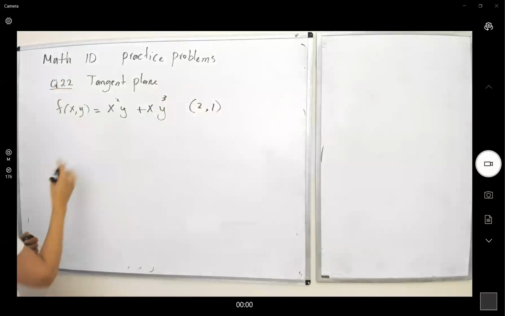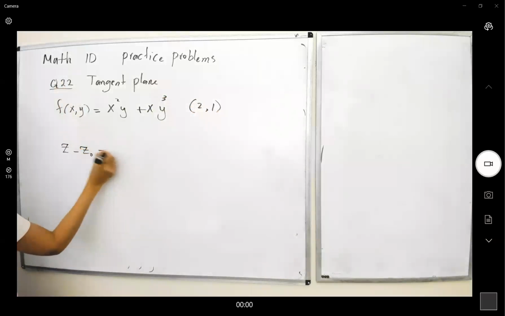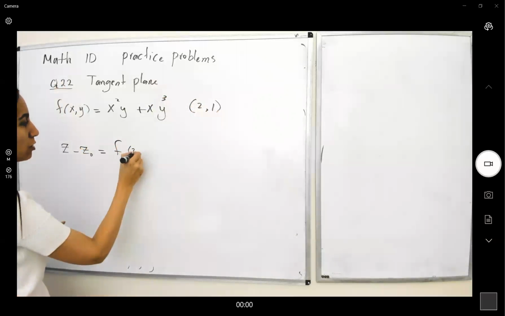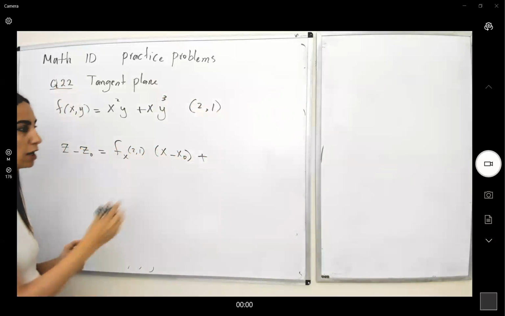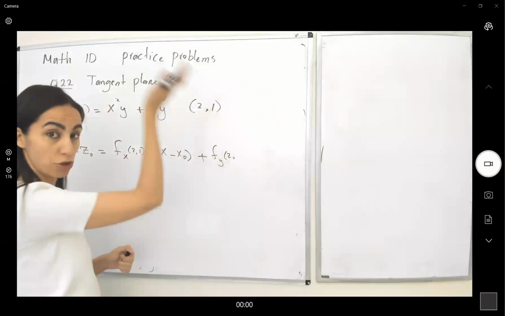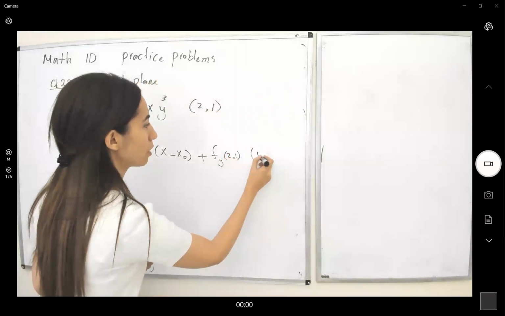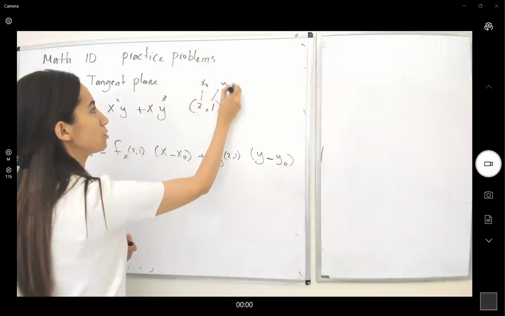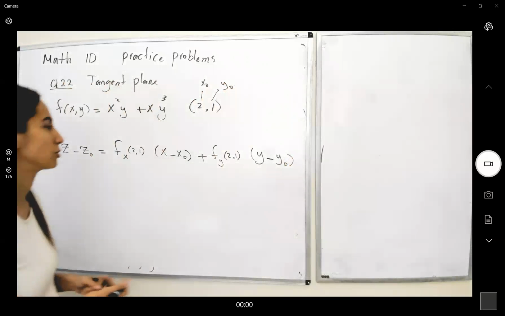There you go. So first of all, we have the formula z minus z sub 0 equals the partial derivative of f with respect to x at the point 2, 1, times x minus x sub 0, plus the partial derivative of f with respect to y, the rate of change of the function in the direction of the y-axis, evaluated at point 2 and 1, times y minus y sub 0. And remember that this point is x sub 0 and y sub 0, and z sub 0 is not given, so by plugging that in, you can find your z sub 0.